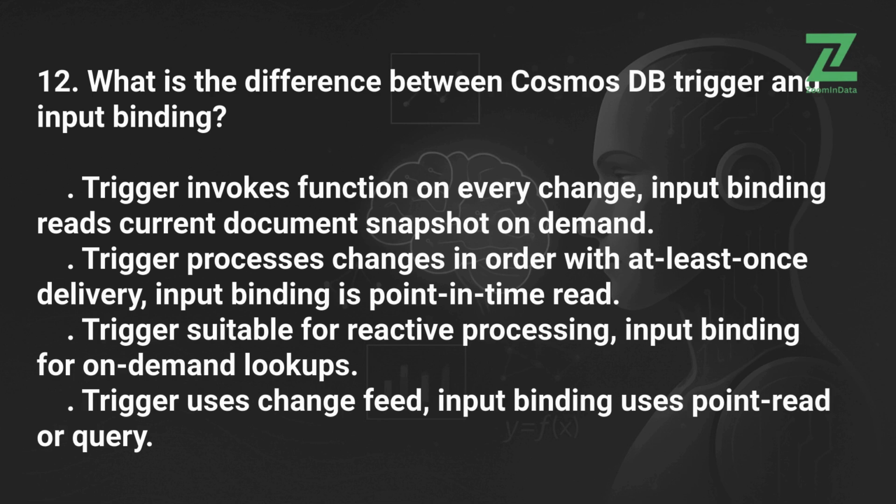12. What is the difference between Cosmos DB trigger and input binding? Trigger invokes the function on every change. Input binding reads the current document snapshot on demand. Trigger processes changes in order with at least once delivery. Input binding is a point-in-time read. Trigger is suitable for reactive processing. Input binding is for on-demand lookups. Trigger uses change feed. Input binding uses point read or query.